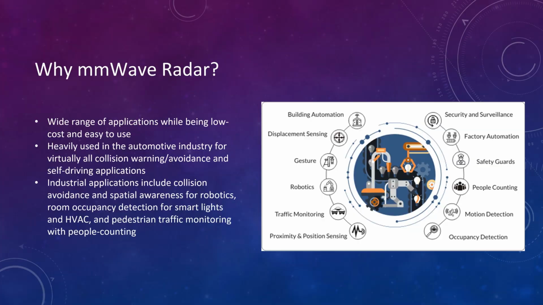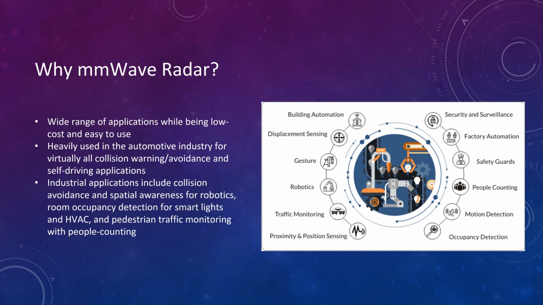And today we're going to be demonstrating people detection using a 60 gigahertz millimeter wave radar. Why millimeter wave radar? Millimeter wave radar has a wide range of applications while being low cost and easy to use. It's heavily used in the automotive industry for virtually all collision warning, avoidance, and self driving applications.